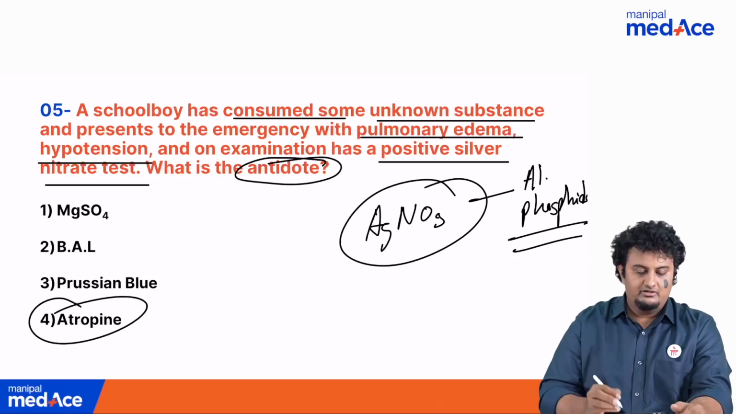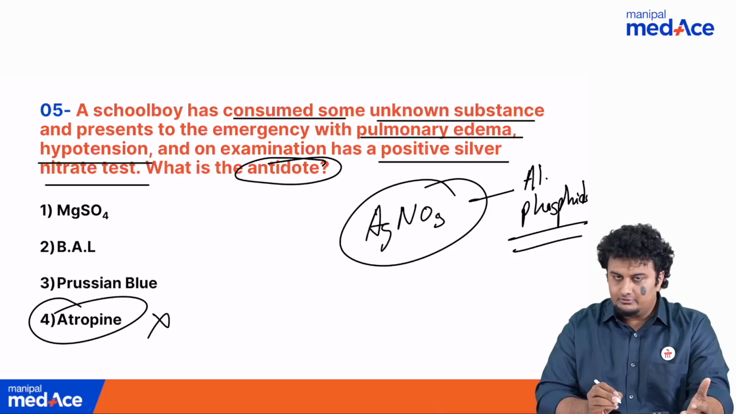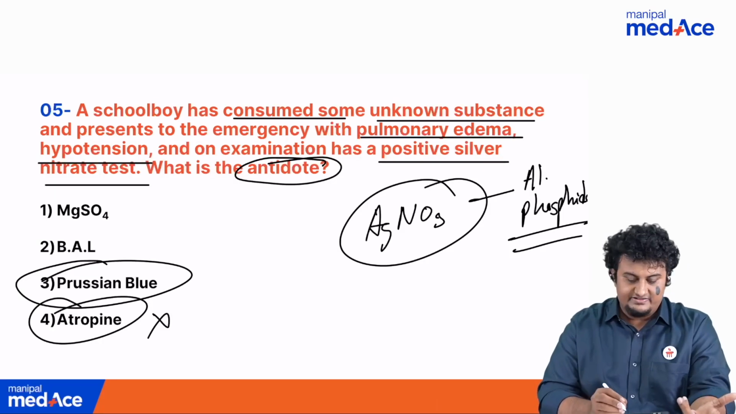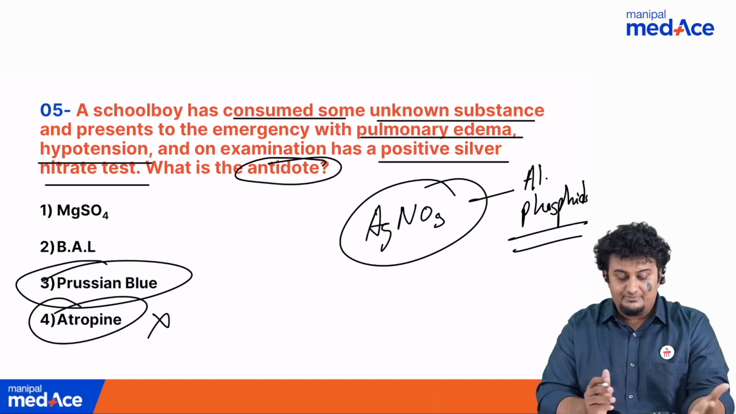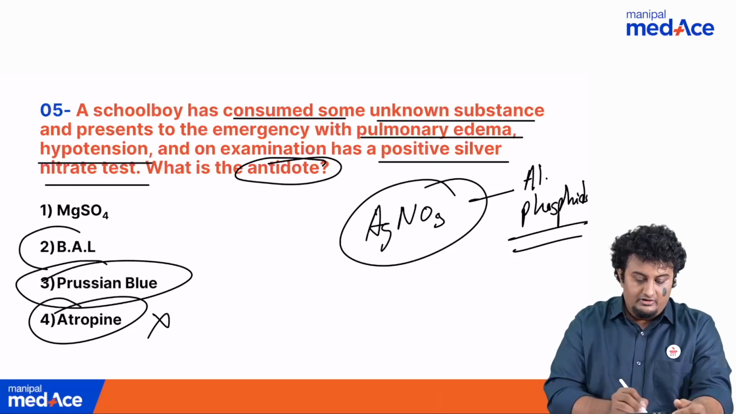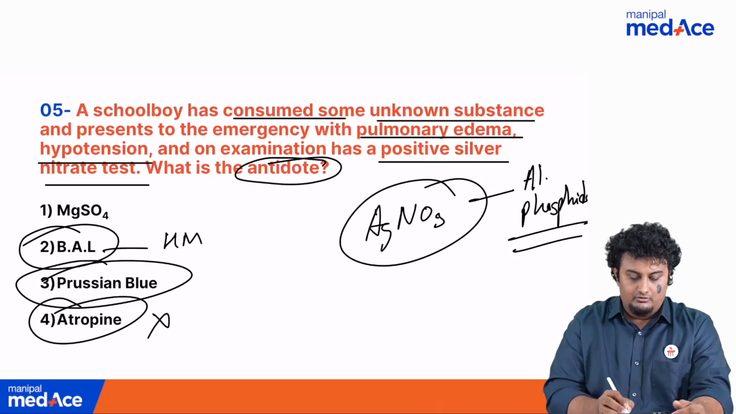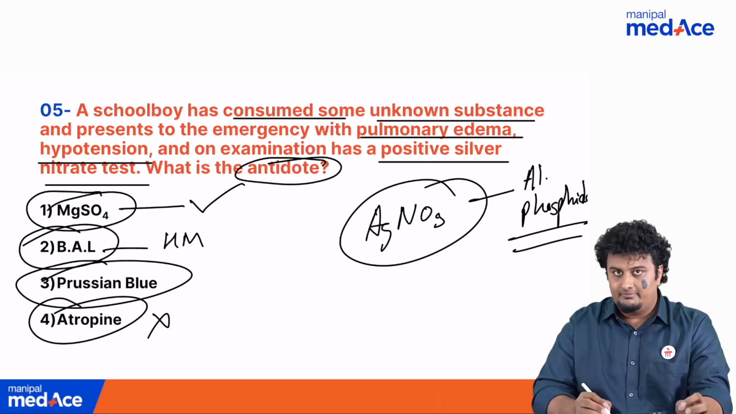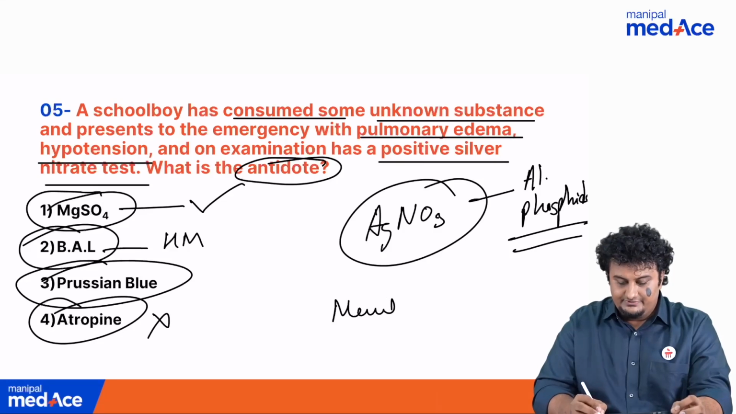Can you use atropine here? No, it's not preferred to use atropine over here. Can you use Prussian blue? No, that also does not make sense here. That is more seen in cases of perhaps thallium poisoning. Then you have BAL. This is not a heavy metal, not of much use. So the only thing left is MgSO4. This would be the correct answer because it helps stabilize membranes, right? It's a membrane stabilizer.